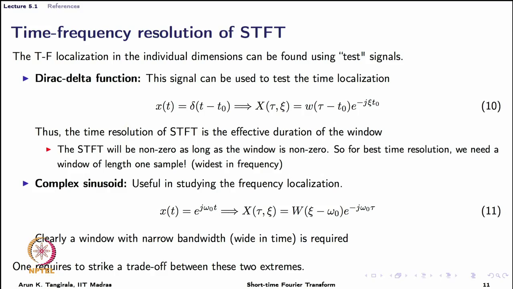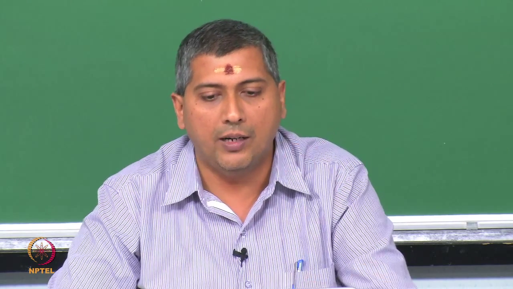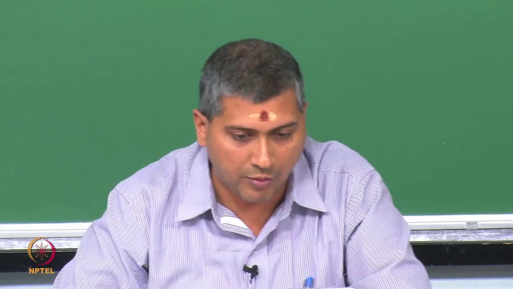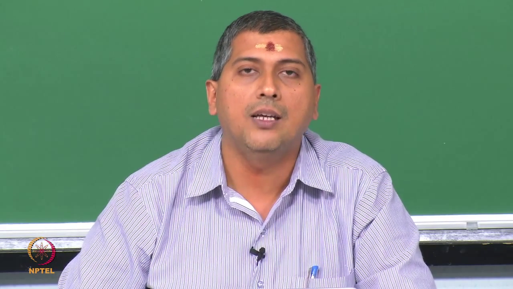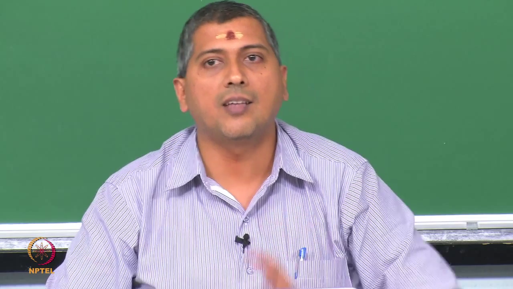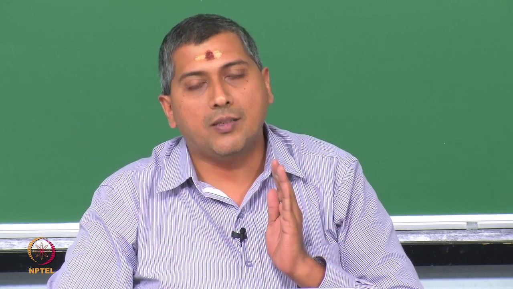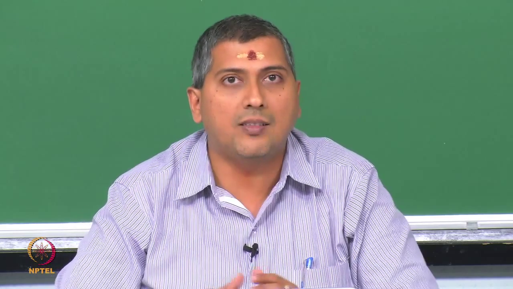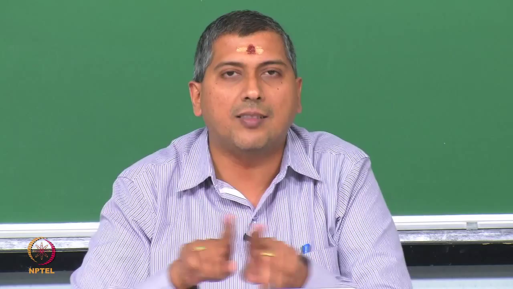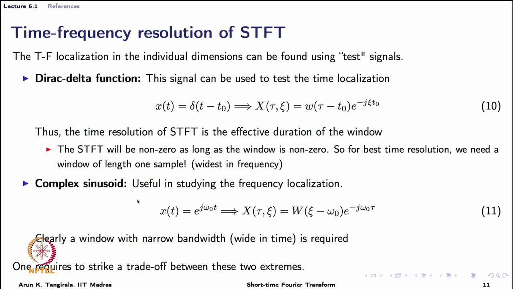If I have to resolve an impulse, common sense tells me I have to use a window of very, very narrow width, ideally of one sample, but that is not possible. So what happens if I do that? I have problems resolving complex sinusoids. Signals are not going to be present with a single feature, they are going to have a mix of features. So, these are the two extreme features. The Dirac delta is extremely localized in time, and the sinusoid is extremely highly localized in frequency.